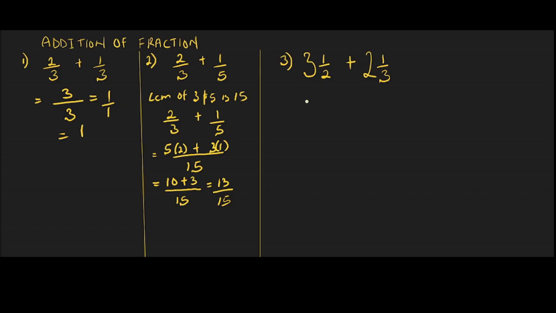Now let's move to the third question here. Here we have 3 whole number 1 over 2 plus 2 whole number 1 over 3. In this case we have mixed fractions. Now let's look at the denominators, 2 and 3. They have different denominators here. So we need to find the LCM of 2 and 3. The LCM of 2 and 3 is 6.